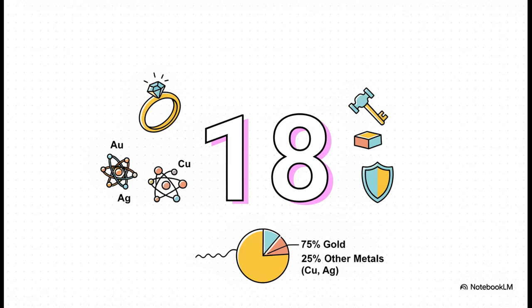And hey, this isn't just about industrial stuff. It's in your jewelry box, too. Pure gold, which is 24 karat, is actually really, really soft. So for jewelry, we almost always use an alloy. 18 karat gold, for instance, is only 75% gold. The rest is mixed with metals like copper and silver to make it much harder and more durable.